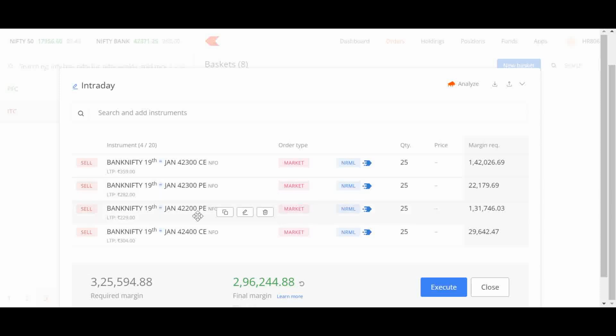Once I've added all the quantities here as per my planning and then click on execute, what will happen? Automatically, all these 4 orders will go. So these 4 orders will get executed. You don't need to do everything separately. So that is the importance of baskets.